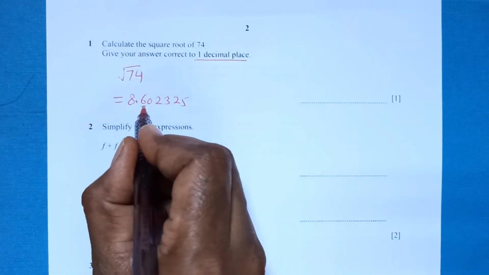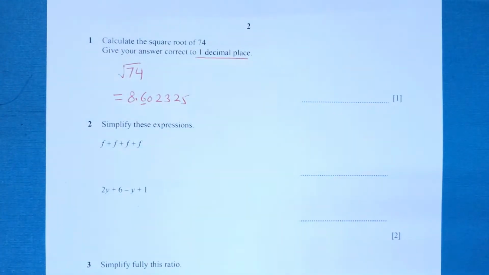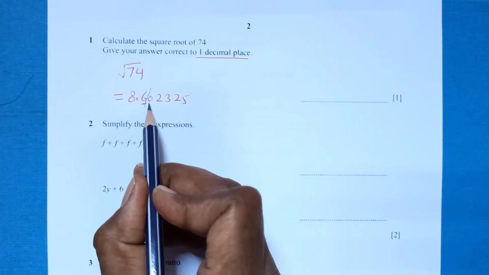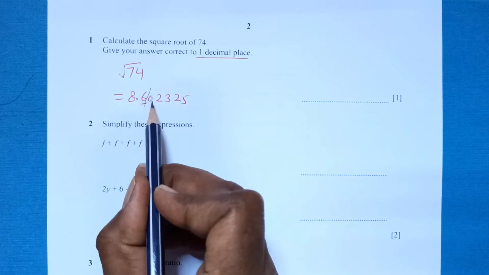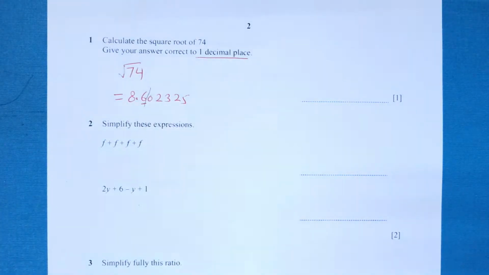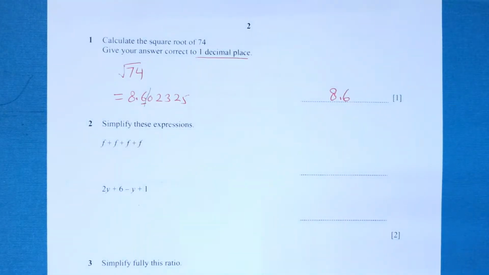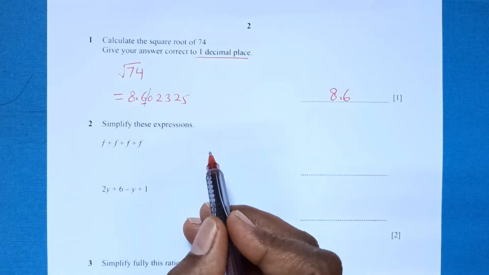The question says give your answer correct to one decimal place. So we need to check after that. After one decimal place you have 0 here, which is less than 5, so we are not changing it at all. So our final answer will be 8.6.